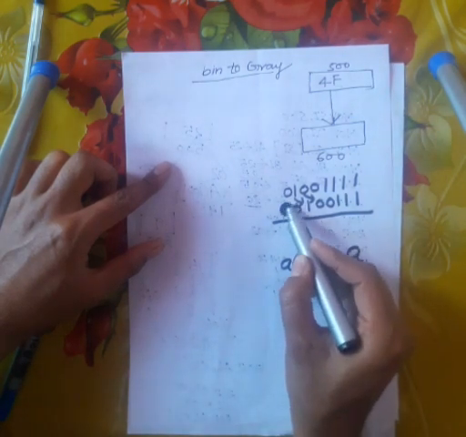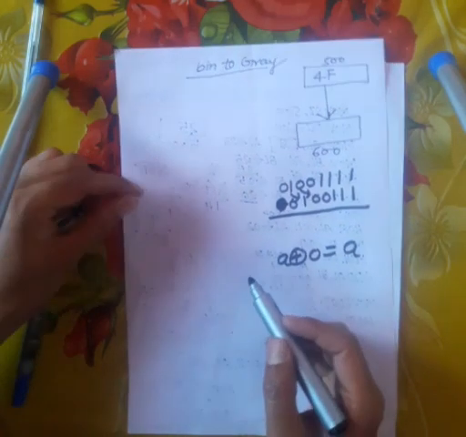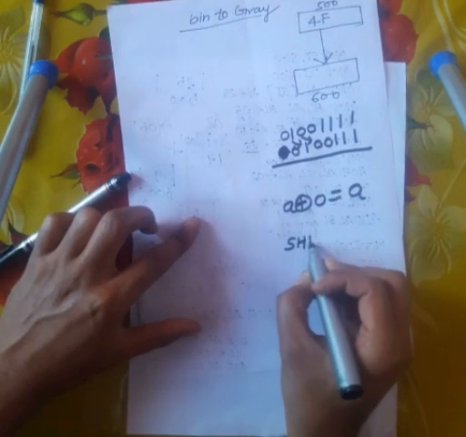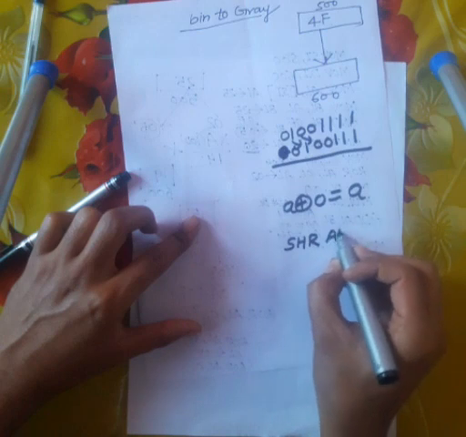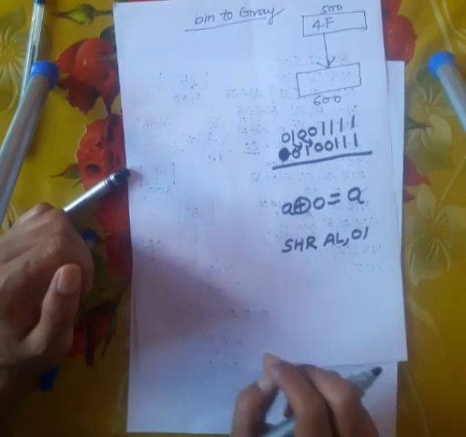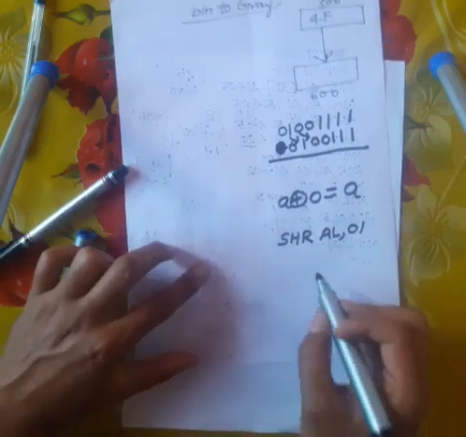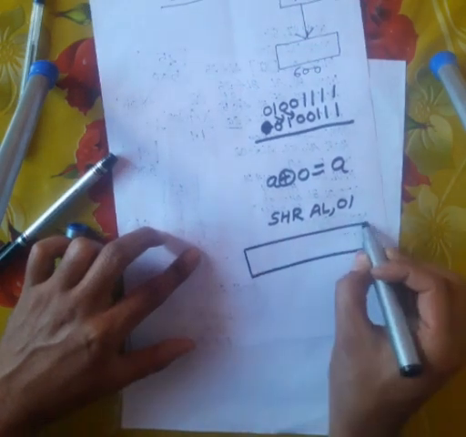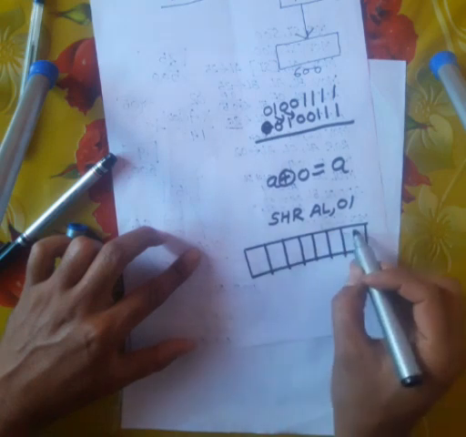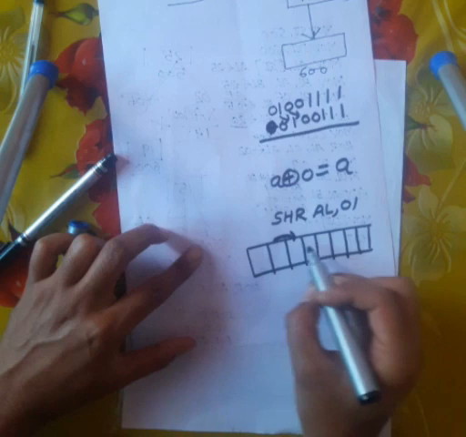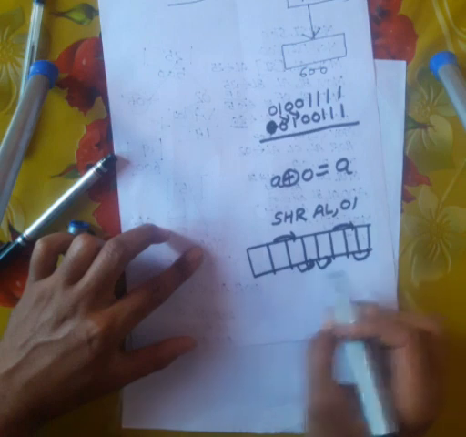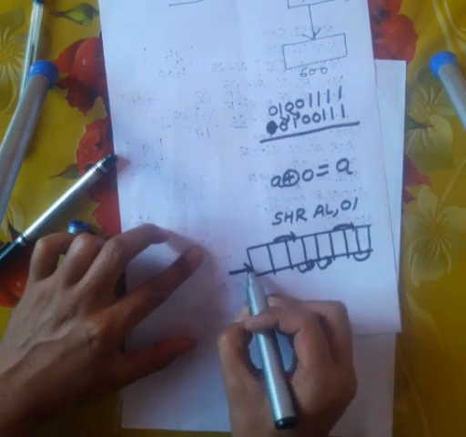So how will you get 0 here? For this you have one instruction, SHR AL comma 01. In case of SHR, shift logical right, what happens? Each bit is shifted here in the right direction, and 0 is inserted at the MSB.